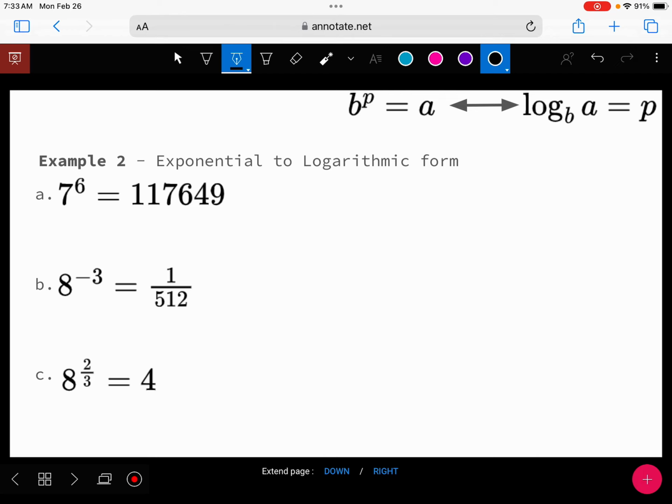So we're going to write things as logarithms when they've been given to us in an exponential form. And it's the exact same process. The base of the exponential becomes the base of the logarithm. Our power from the exponential is what the logarithm equals. And the equals from the exponential is the argument of the log.